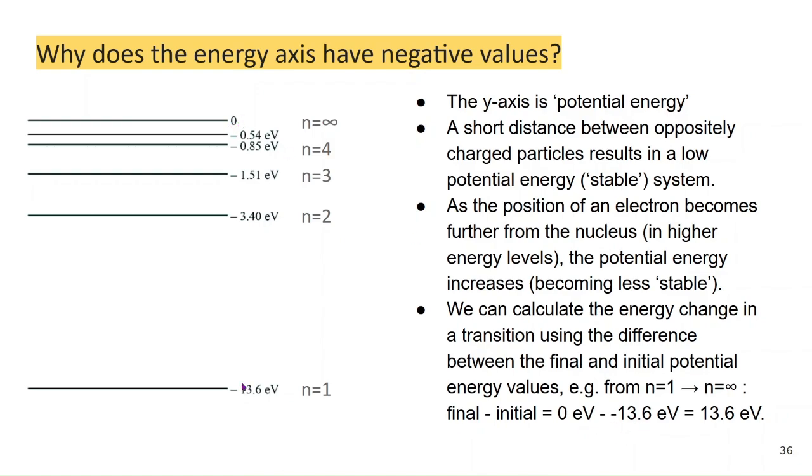And our initial value is negative 13.6 electron volts. So that results in a positive value of 13.6 electron volts. So that's basically saying this is the energy you need to reach infinity and escape, right? So that's why these are negative, because you need a positive amount of energy to escape from the nucleus, right? Or you can think of this as you need a positive amount of energy to jump from n1 to n2. So these are negative values relative to this infinity point.